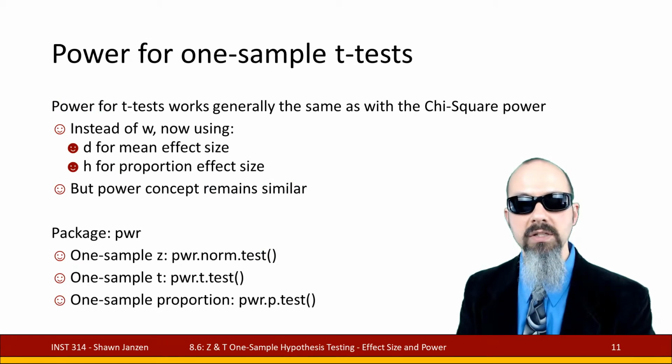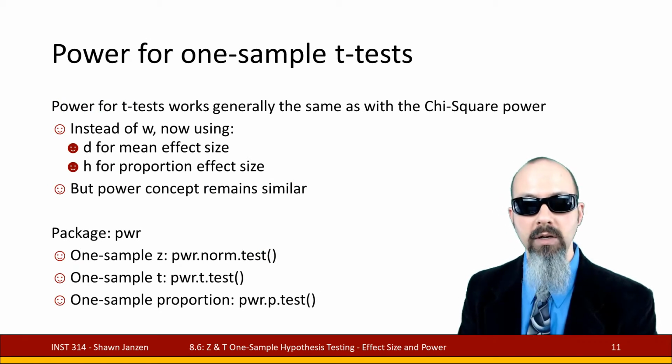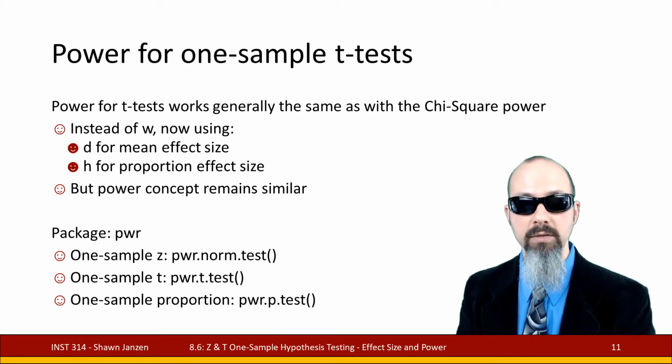Let's switch gears and talk about power. Power for one sample t-tests generally works the same as how we were dealing with it with the chi-square. We're still going to use the pwr functions, but instead now of using w, we're going to use d for the mean effect size, or h for the proportions effect size. And the power concept, meaning we're going to have accurate results if we reject or fail to reject the null hypothesis, remains similar.